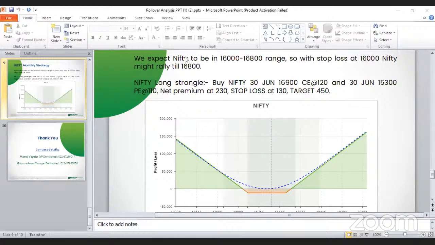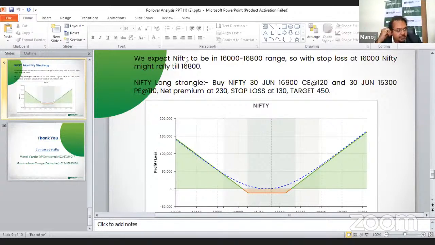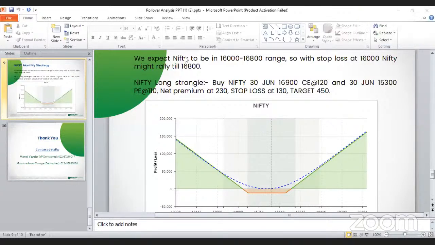So the next question is basically from Krishna. He is asking, why are you buying out of the money options? Means when you are saying the range is 16,000 to 16,800, then why are you buying the 16,900 call and the 15,300 put? Correct.